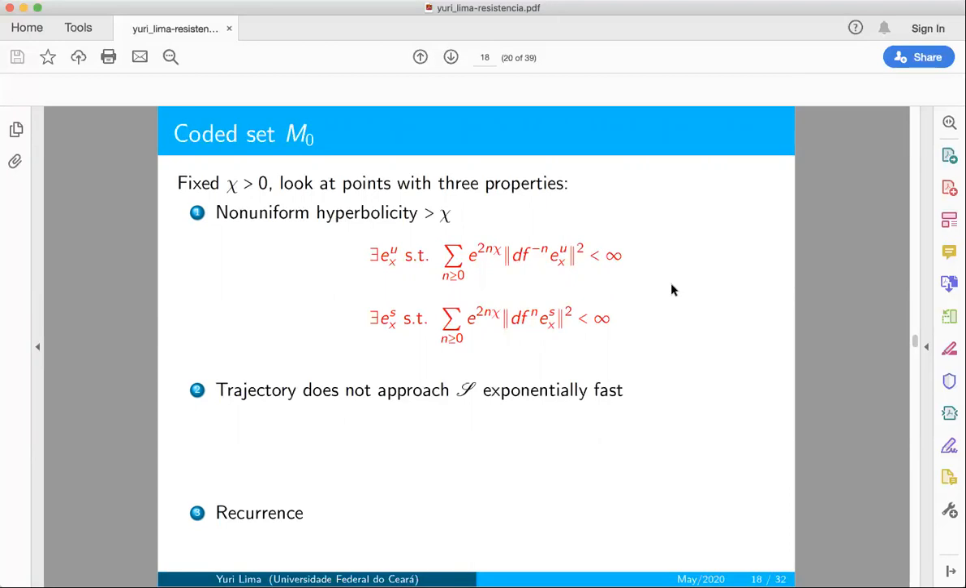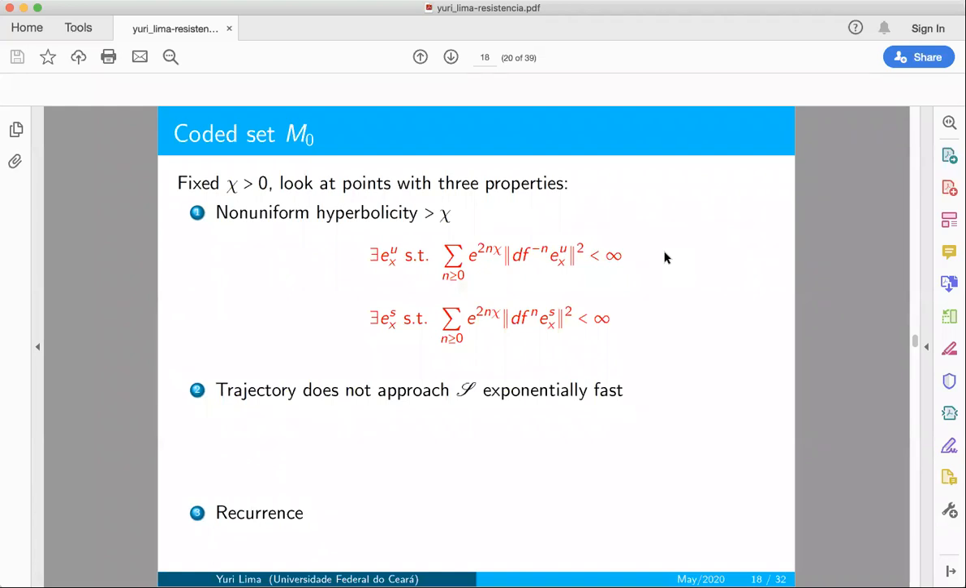Well, this is something that's related to the definition of Lyapunov exponent. You know that if the Lyapunov exponent in the EU direction is bigger, for instance, than minus chi, then this sum is finite. But the sum can be finite even in situations where the Lyapunov exponent is exactly equal to minus chi. So in some sense, requiring that these sums are finite is a looser definition than requiring that the Lyapunov exponents are bigger than chi and smaller than minus chi.